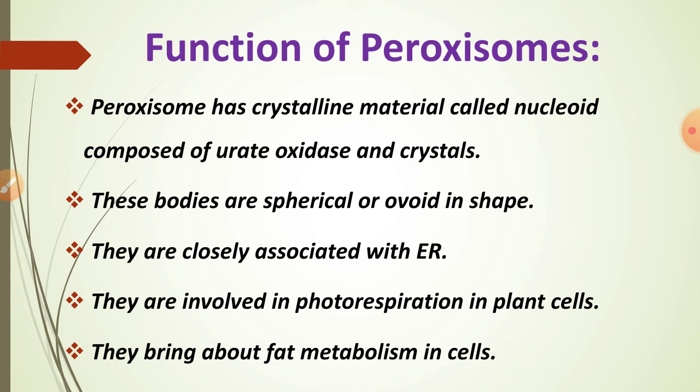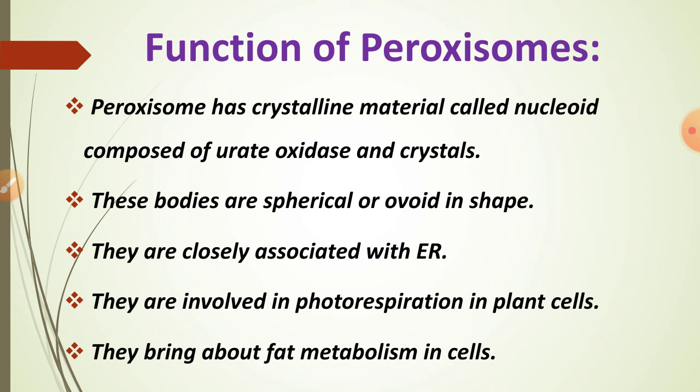Okay, so what are the functions of peroxisomes? Peroxisome has a nucleoid in its center. So nucleoid means it is a nucleus-like structure but not exactly a nucleus. Peroxisome has a nucleoid-like structure and it is made up of urate oxidase and crystals, the words related to uric acid and also salt. So where can we find this peroxisome? It can be found in liver and also kidney. What is the shape of this peroxisome? Spherical and also ovoid shape, and it is closely associated with endoplasmic reticulum.